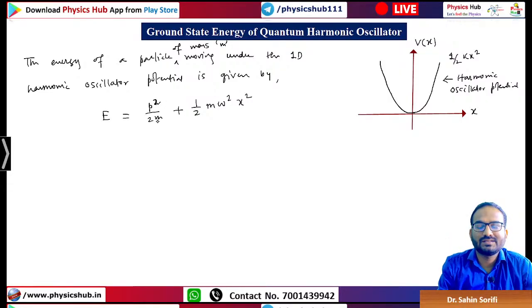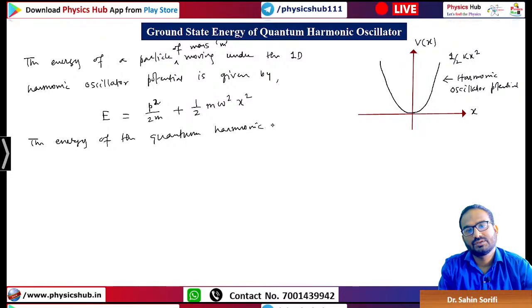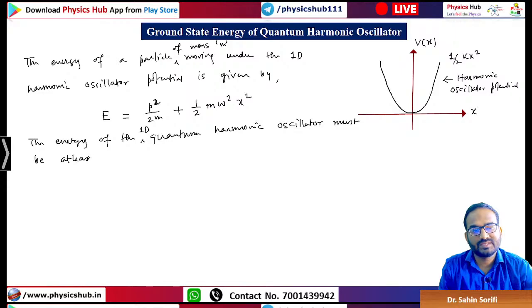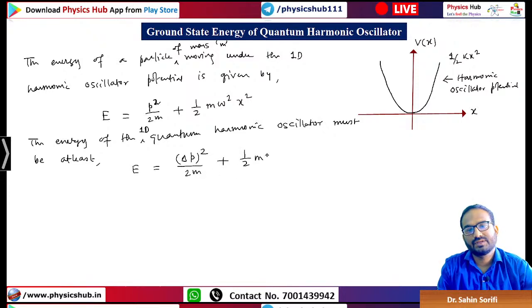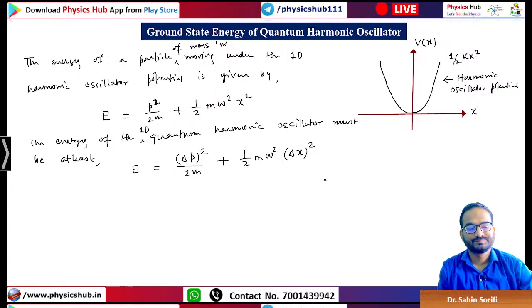Now this is overall the energy. The energy of the quantum harmonic oscillator, say one dimensional quantum harmonic oscillator, must be at least, when we are writing this term, we have to write it in this way: delta p whole square by 2m plus half m omega square delta x square. So when we are minimizing, then this p and x can be represented by the errors delta p, delta x, or uncertainty.